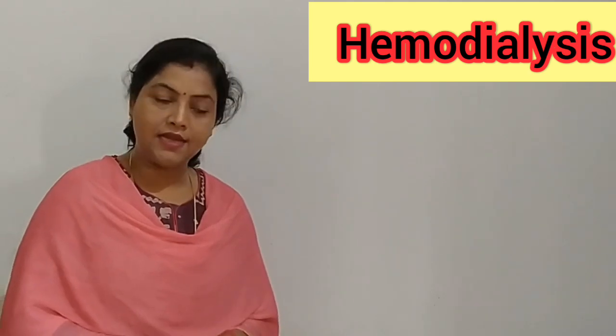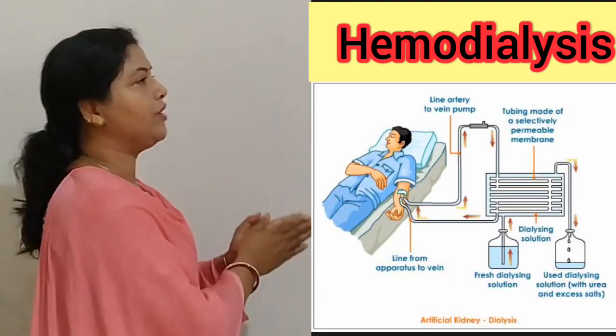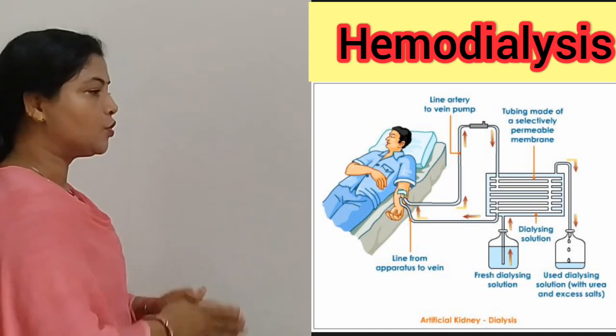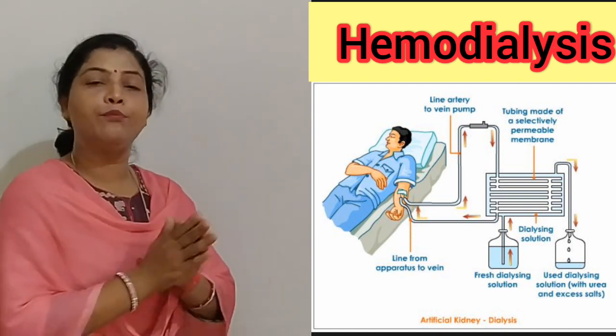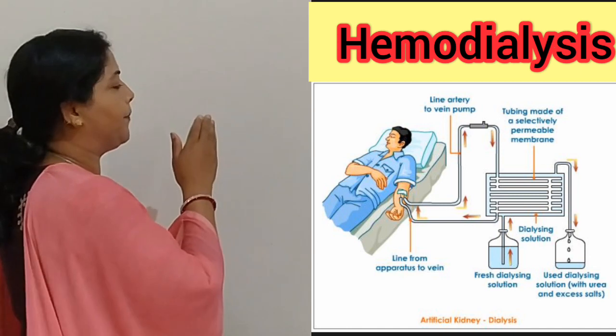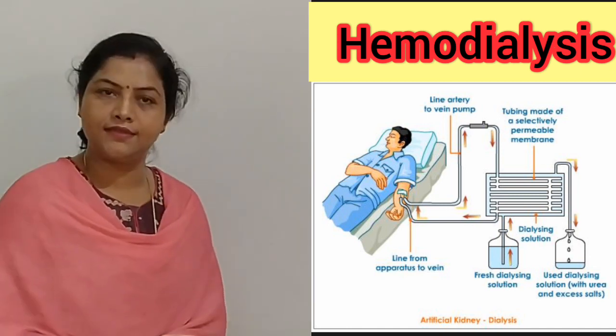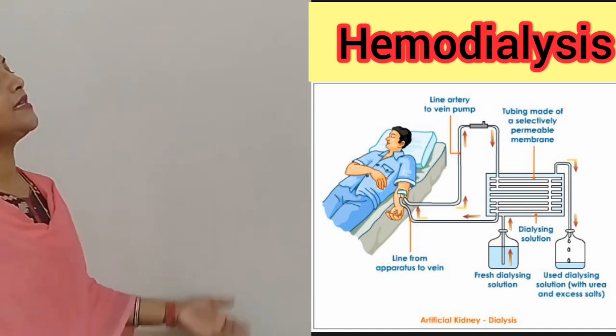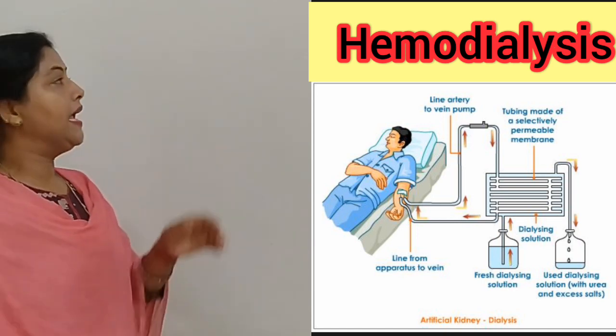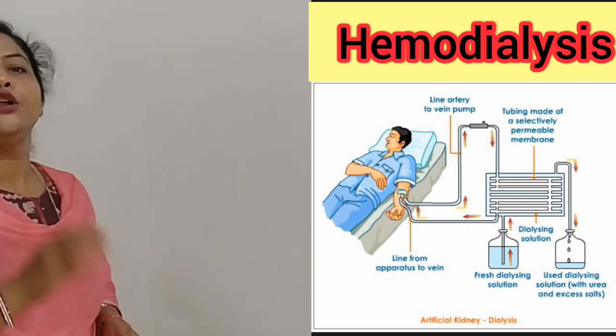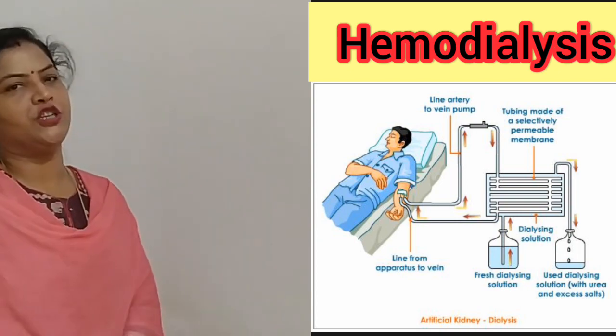What happens once both the kidneys stop functioning? In that case, there is an artificial kidney, which is also known as hemodialysis. A patient goes through hemodialysis. Means what? When both the kidneys stop functioning, a person goes for hemodialysis. This hemodialysis is an artificial kidney. It's a device to remove toxic waste artificially.